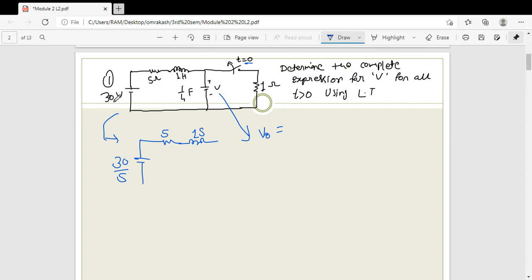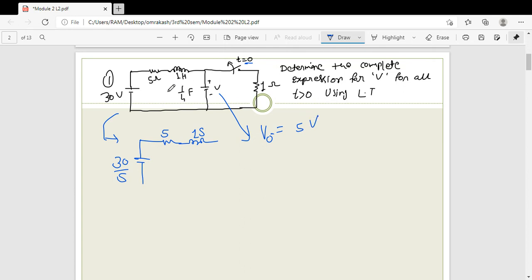And what is the current? Total current is 30 divided by 6, which is 5 ampere, right? So V naught is nothing but 5 volt. The minus means before switch opening. Before opening, this is V minus, which is nothing but 5 volt.